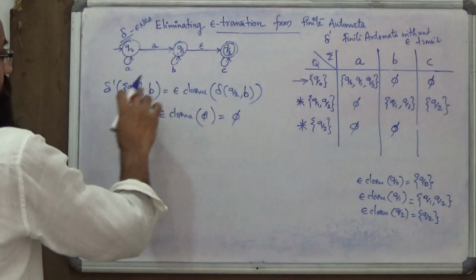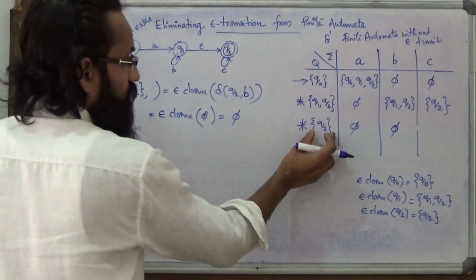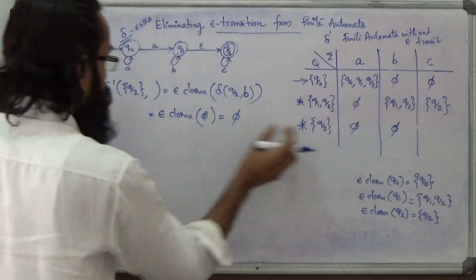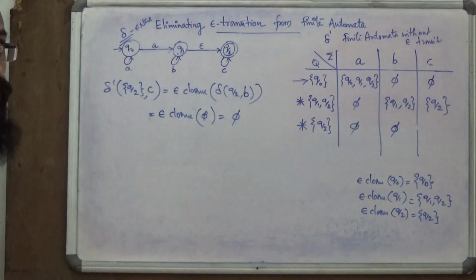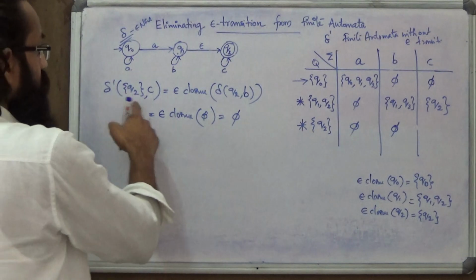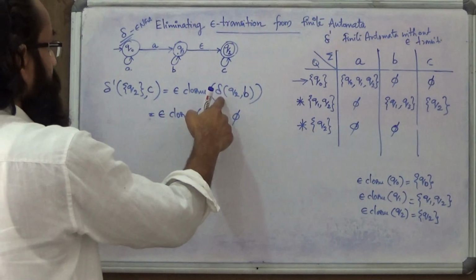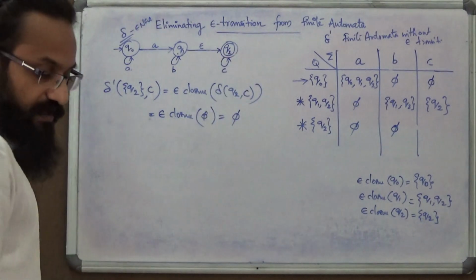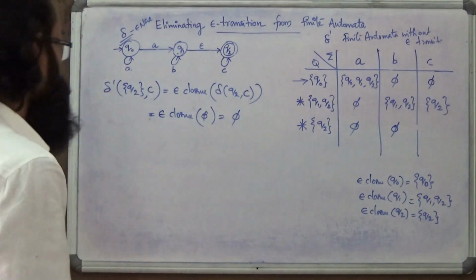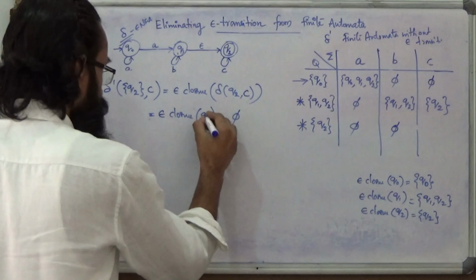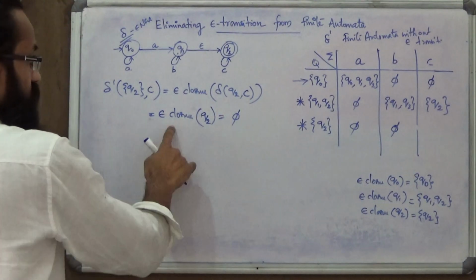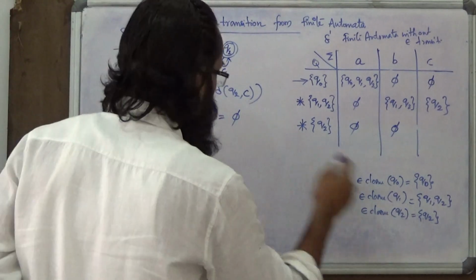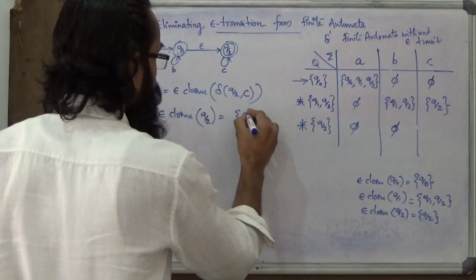Next one is delta dash, you have to apply C transition to this state. So delta dash set q2c will be equal to epsilon closure of delta q2c. To state q2, if you apply C transition, it will remain in the same state q2. So epsilon closure of q2 is q2 itself.